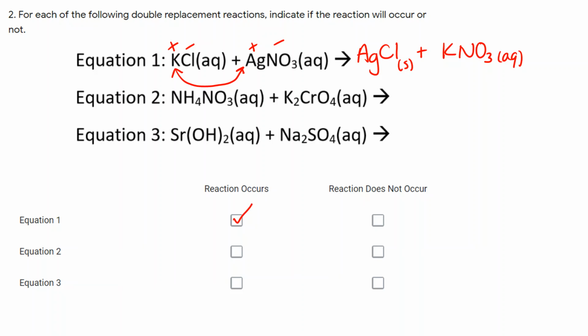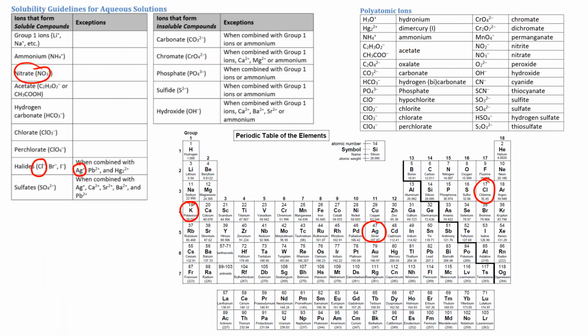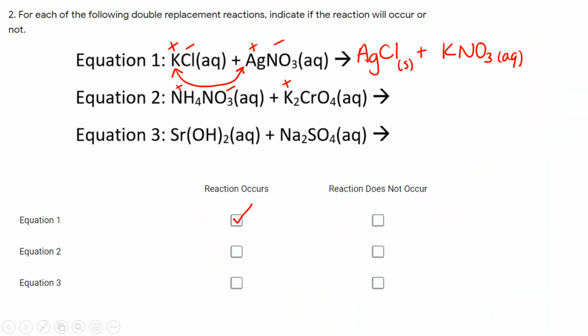So we have ammonium, NH4, which is a polyatomic ion with a +1 charge. Nitrate is -1. Potassium is +1. And then this is K2CrO4, which is potassium chromate. So this CrO4 is chromate, and that has a -2 charge. So I'm going to switch my ammonium and my potassium. So I'm going to form instead potassium nitrate. We already said that's going to be aqueous.